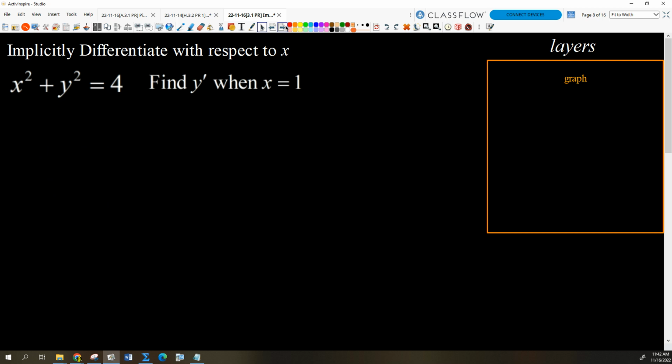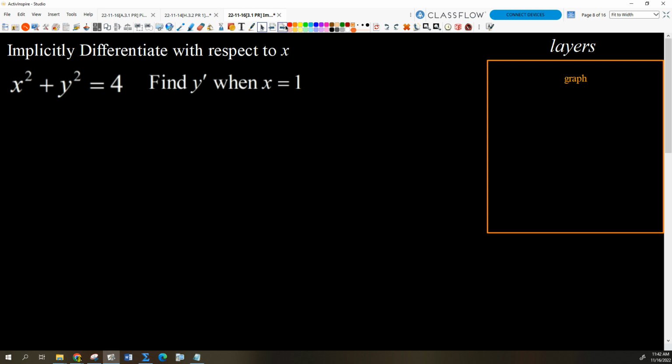Okay, let's try another one. But let's abandon completely this idea of trying to solve for y. We don't need to do that. We're just going to implicitly differentiate with respect to x. If we want y prime, y prime is going to be dy dx, right? We're trying to find the slope. Well, how am I going to get y prime out of this? I'm going to differentiate with respect to x. When I differentiate a term with y's in it with respect to x, at the end of the chain rule process, we can already anticipate I'm going to get a y prime there, aren't I?